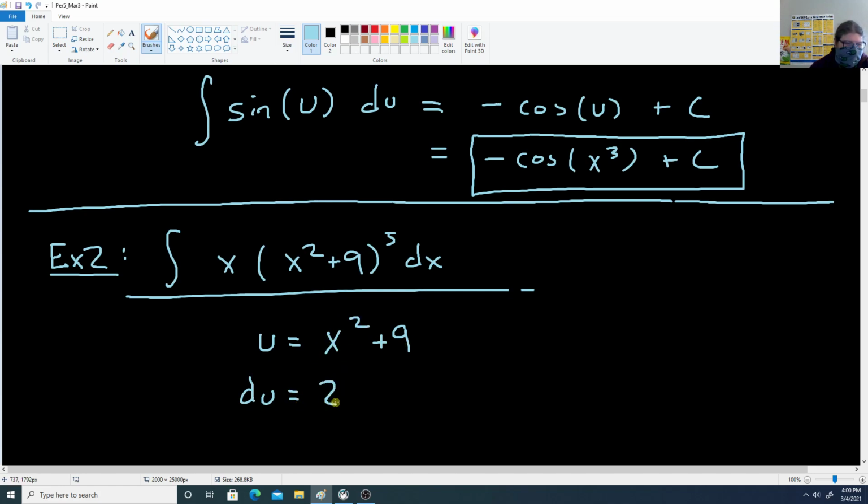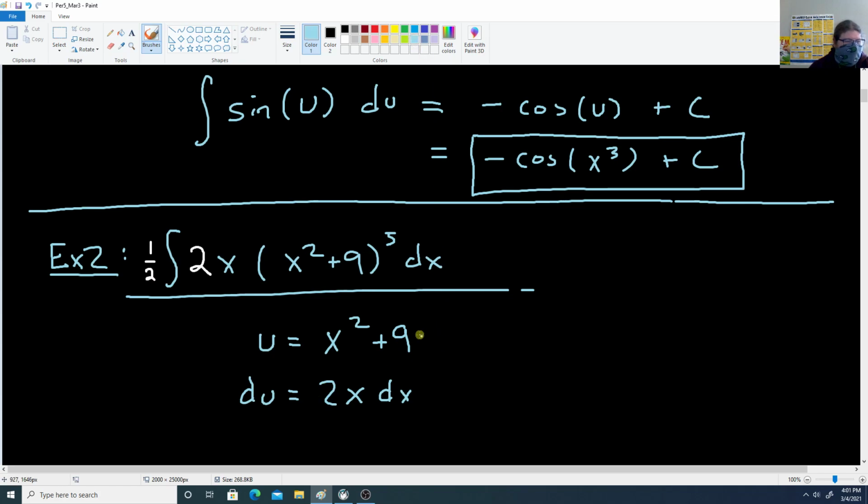X squared's derivative becomes 2x. 9 becomes 0, so I don't need to write it. And then I put a dx. So I have the dx, I have the x, I'm missing a 2. So what I need to do here is bring in a 2. I need a 2 in our function, so we get the 2x dx. But if I put a 2 there, it unbalances the equation. So to keep the equation balanced, since I'm adding a 2 in, I need to put a 1/2 out front.